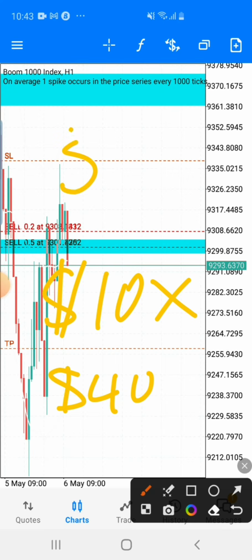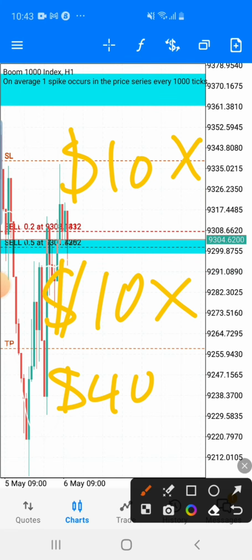Then you enter again with another $10. Let's say it went bad and you lost that amount again, so you have lost $20 now. You still have $30 to trade again. Make sure that whenever you are flipping accounts, you don't trade from one strategy to another.